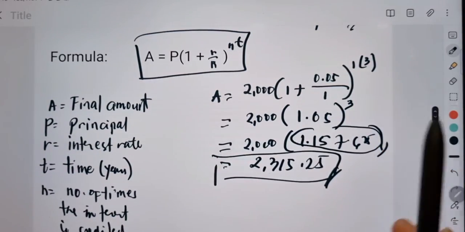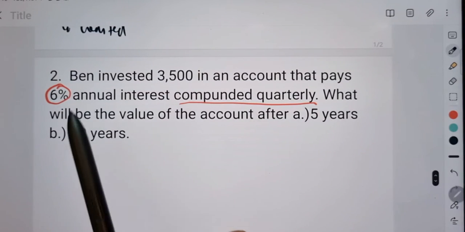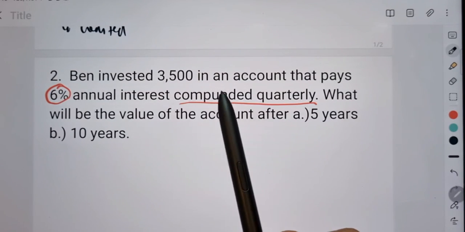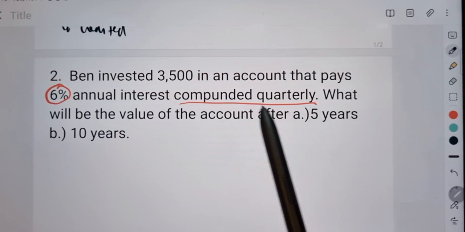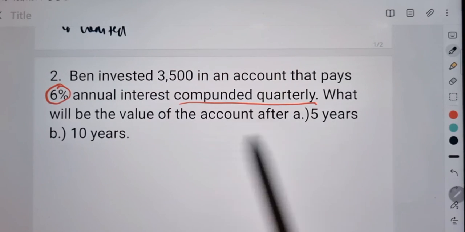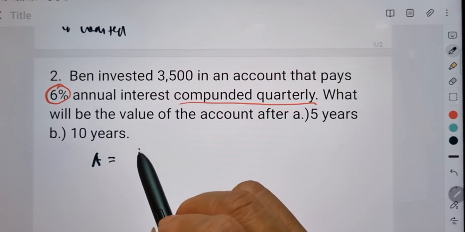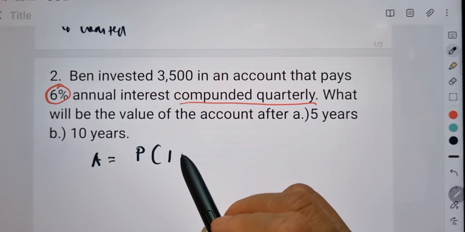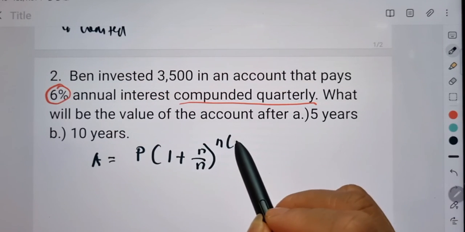At ito ang formula, of course, ay pinakamadali. So let's have another example. So dito ngayon, Ben invested 3,500 in an account that pays 6% annual interest compounded quarterly. What will be the value of the account after 5 years, after 10 years? So dalawa ang kukunin natin dito. So first, recall natin uli yung formula para mas madali nyo maintindihan. Then, R over N, then N times T.